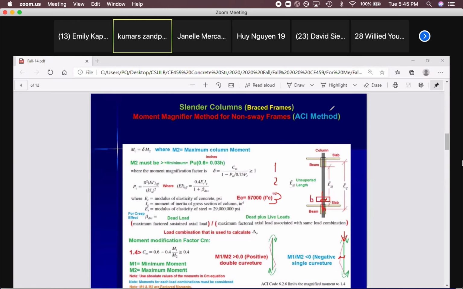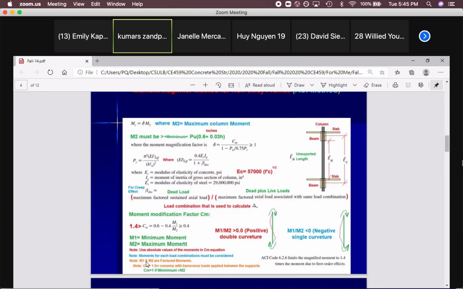Please let me know if you have any question or if any part of this is not clear. Another part: these are the notes I put here for you from ACI. Please pay attention to these small notes. They can help you a lot whenever you are designing columns. So it's very good to know this stuff.